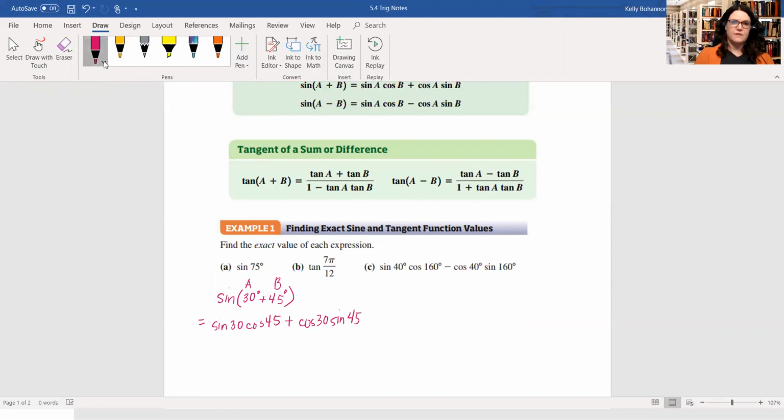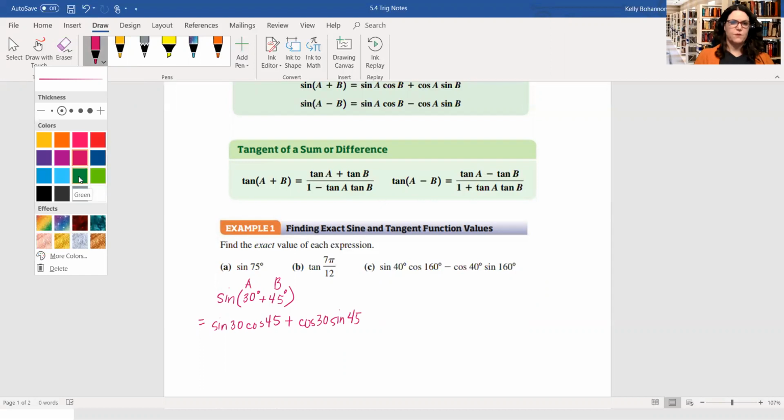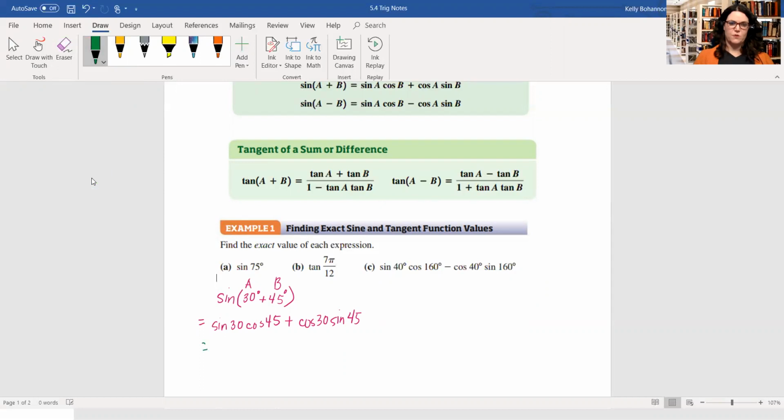And then I just have to replace those with the numerical values. So on a 30-degree angle, sine is, remember, sine is your y value, so sine is 1/2. Cosine 45 is square root 2 over 2, plus cosine 30 is square root 3 over 2, and sine 45 is square root 2 over 2. And when I simplify that, I get square root 2 over 4 plus square root 6 over 4, which becomes square root 2 plus square root 6 over 4.